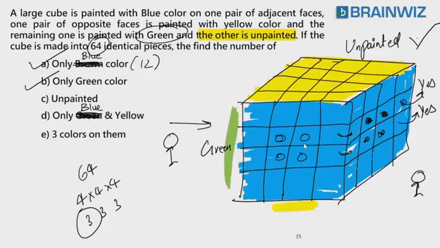Backside you can see here. This one is there. This one is there. These two are also there on this side. Because backside there's no color. Okay, answer is what? 6.